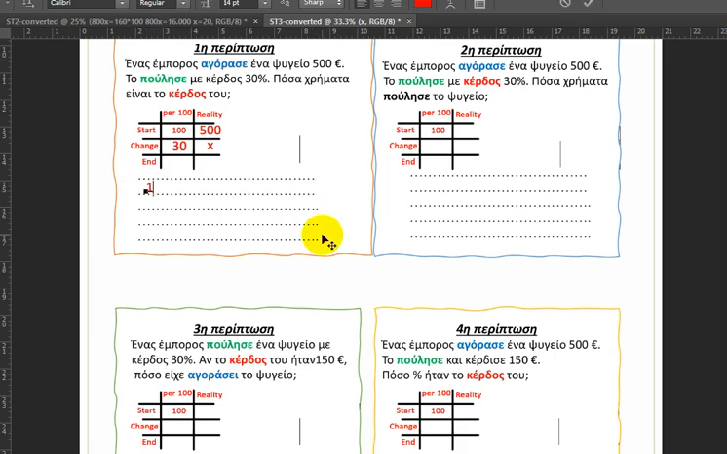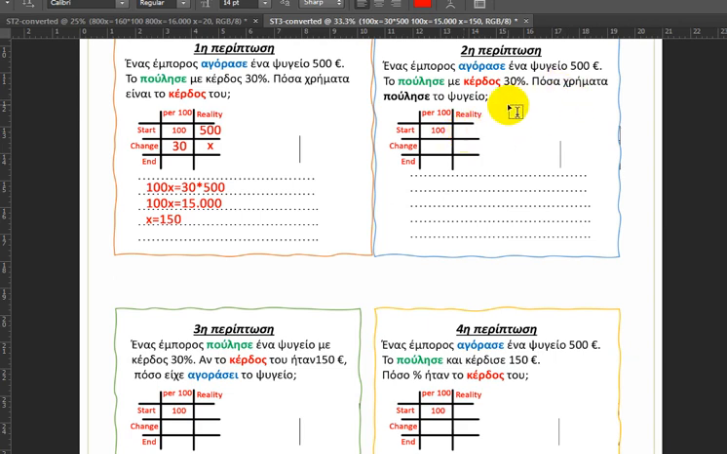So how much is that 30% increase? Here I take the cross product and I say 100x needs to be equal to 30 times 500. So 100x needs to be equal to 15,000. So x needs to be equal to 150. So he has sold it 150 euros extra, more than what he bought it for.